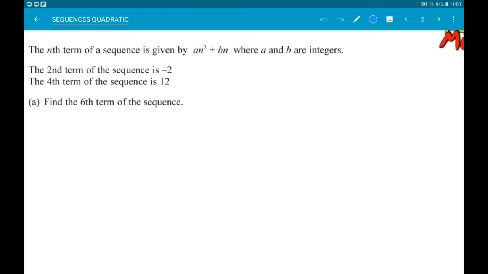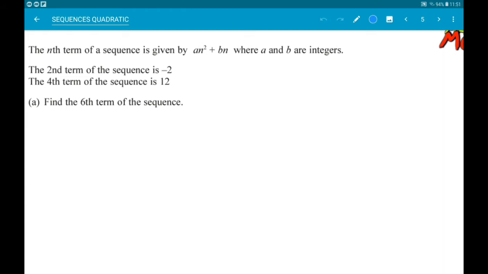So, the nth term of a sequence is an squared add bn, where a and b are integers. The second term is minus 2. The fourth term is 12. Find the sixth term. Alright, so what we're going to do is plonk in n equals 2 and n equals 4 and see what we get in terms of a and b. We will then have two simultaneous equations to solve for a and b.